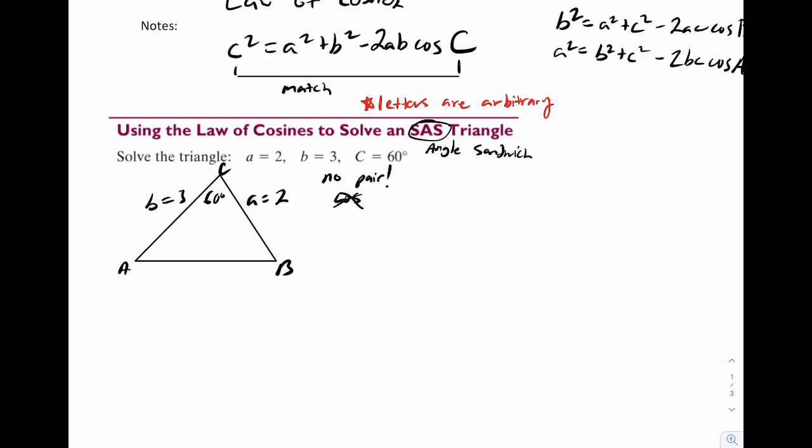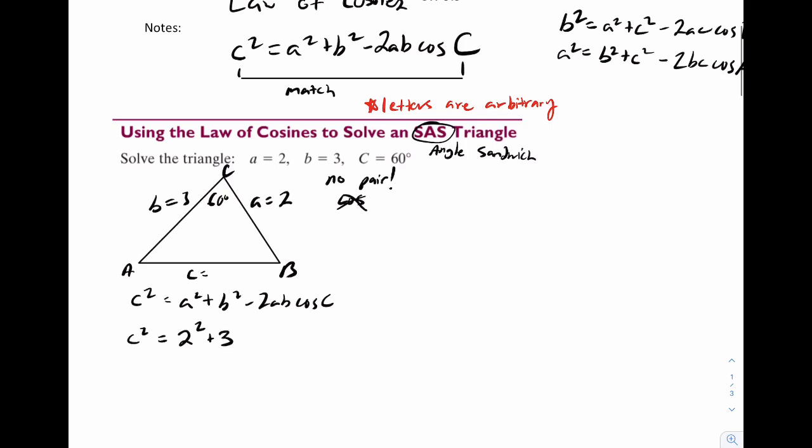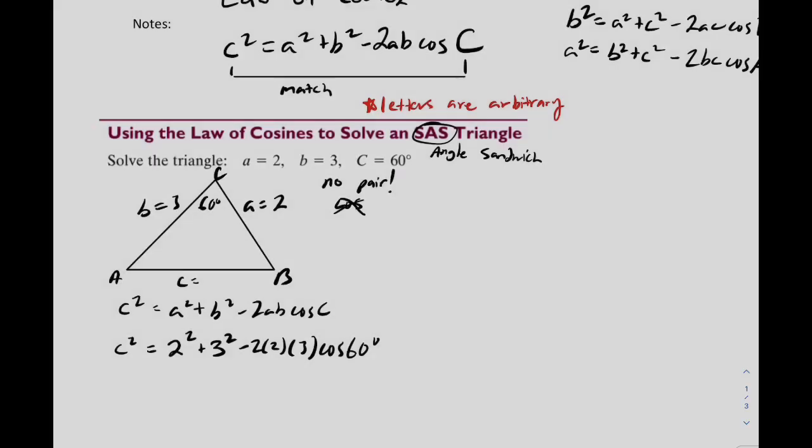That's a big indicator we're going to use the law of cosines. So we're going to try it right now. I'll write it out for you. c squared equals a squared plus b squared minus 2ab cosine c. Let's plug it in. c squared, which we don't know, is equal to a squared, which is 2 squared, plus b squared, which is 3 squared, minus 2 times 2 times 3 cosine of 60.